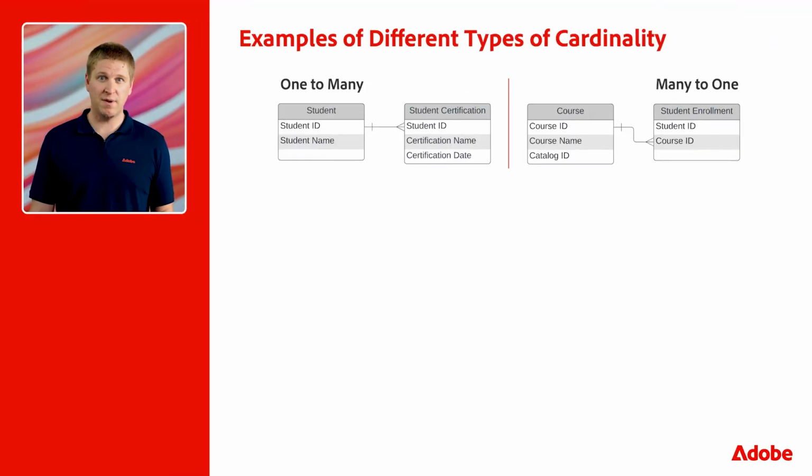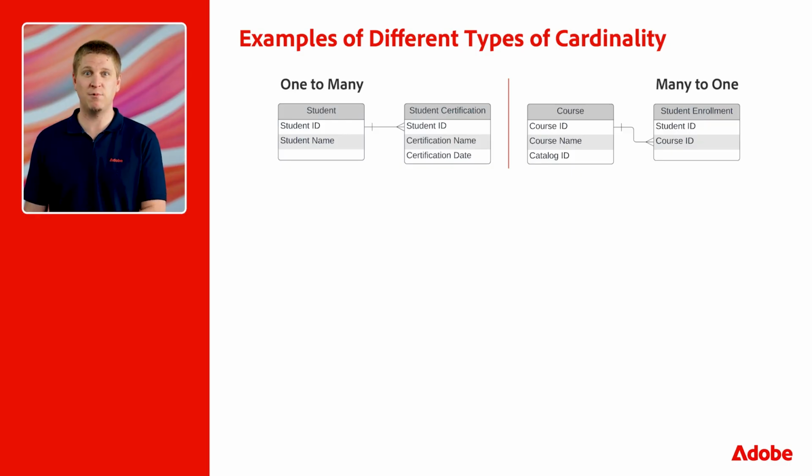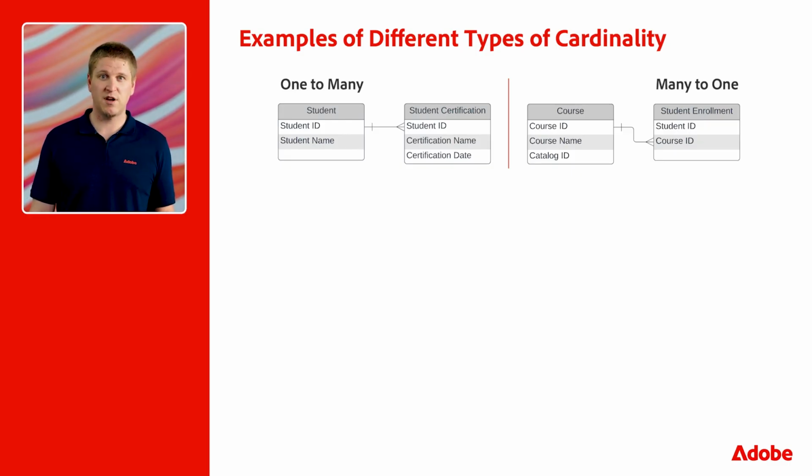Here are some practical examples of cardinality in action within a real entity relationship diagram. One-to-many and many-to-one relationships always define one record within an entity that can be related to many records in the other entity and vice versa. As we discussed, an example here might be one student record can be related to many student certifications. Or, reading in reverse, one student certification record can be related to one student record.